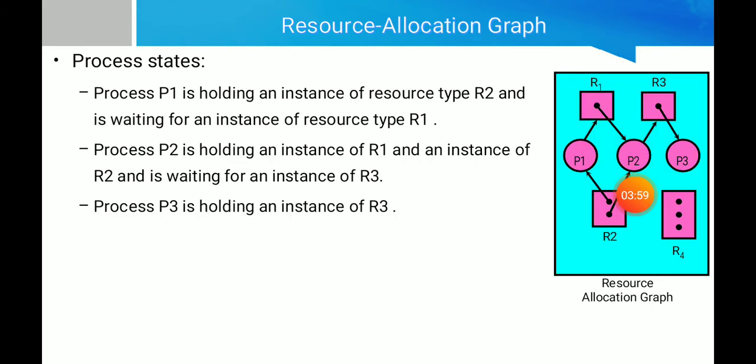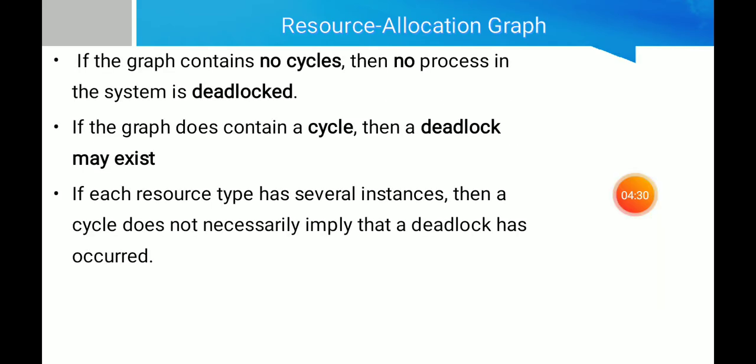Now, what the diagram is showing is that process P1 is holding the resource R2. You can see that arrow from R2 to P1. It means R2 is assigned to P1 and P1 is requesting R1. Similarly, P2 is holding R1 and R2, and it is waiting for R3. P3 is holding an instance of R3.